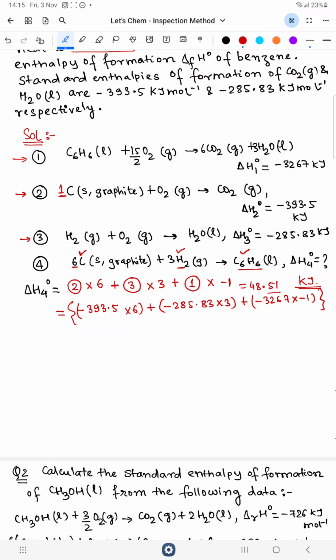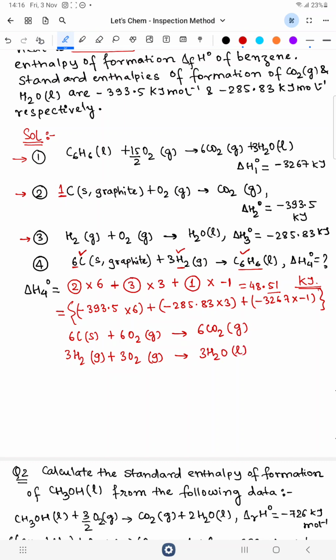If I do the same things, the second reaction I multiply with 6. So let's multiply the second reaction with 6. What will I get? Carbon solid plus 6 O2 gas gives 6 CO2 gas. Then the third reaction, I multiply with 3. I get 3 H2 gas plus 3 O2 gas gives 3 H2O liquid.